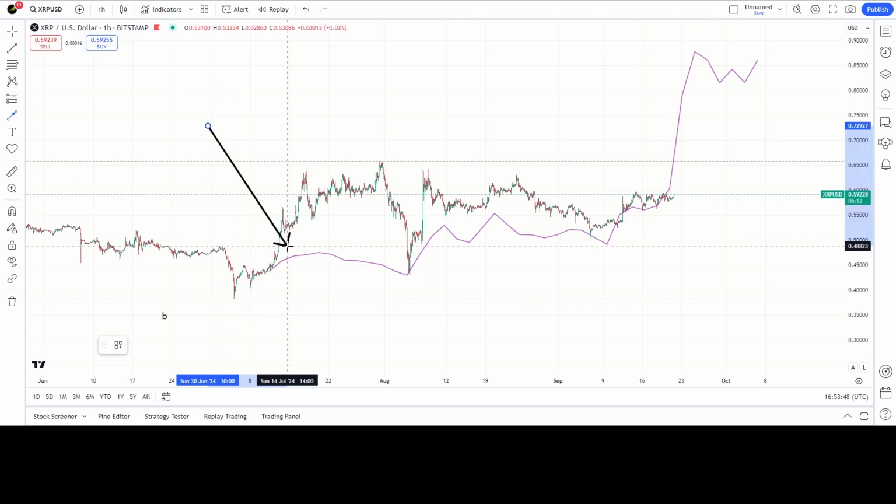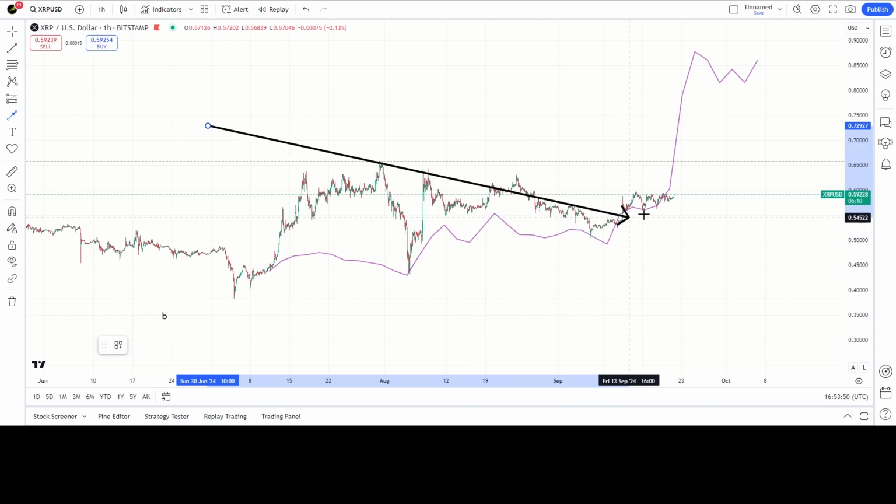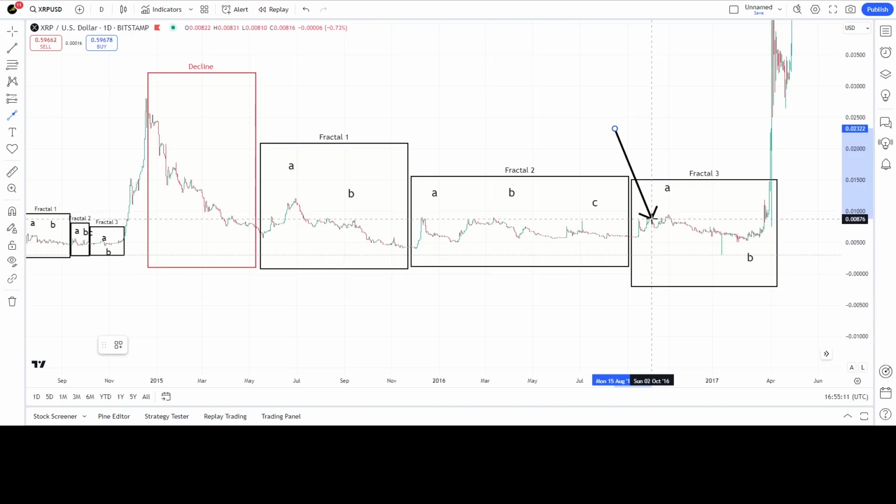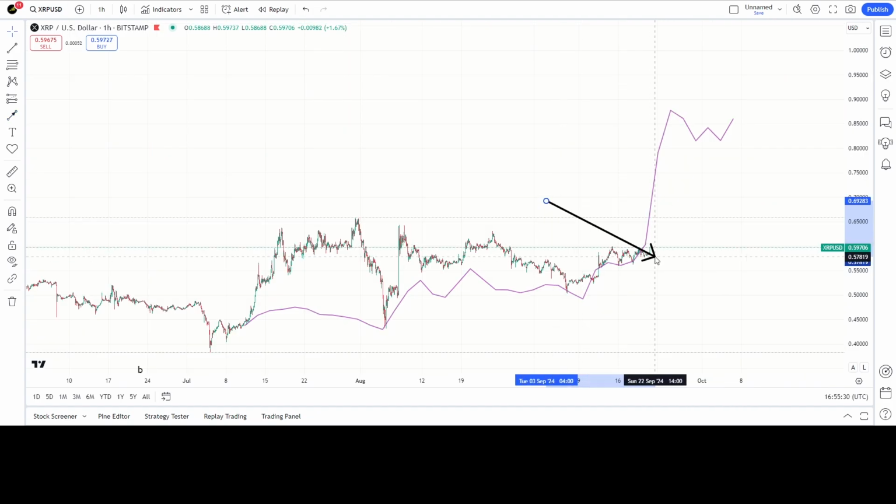So I cleaned things up a bit. This is only the fractal that we are currently working on. This is that small correction. It's followed this overall structure from 2016/17 fairly well. So we're close. It is my belief that it is going to begin to move up relatively soon. Hence, we are nearing a breakout point.